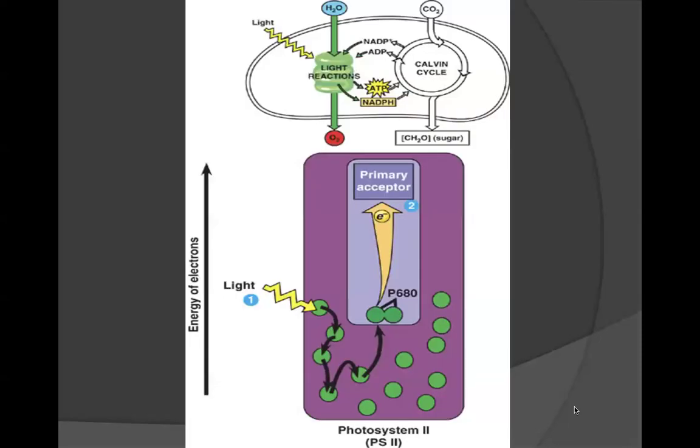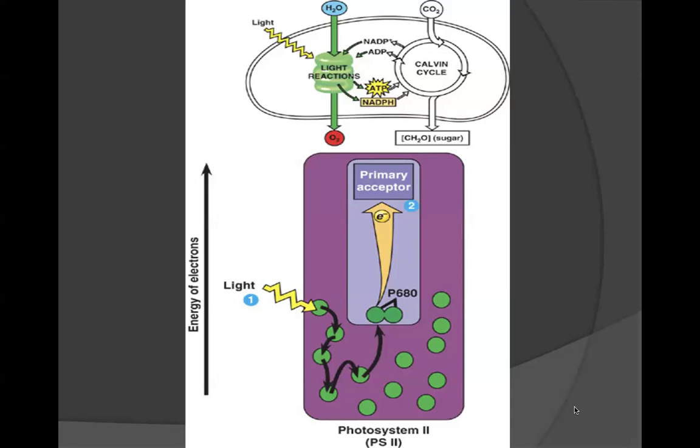This is a series of animations that will take us through, once again, that process. This begins, once again, with photosystem 2. Remember, photosystem 2 has a specialized chlorophyll pigment, P680, which is a strong oxidizing agent.